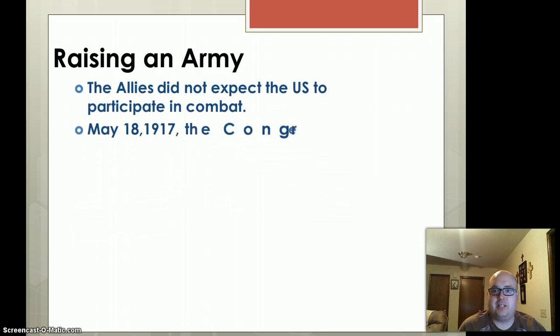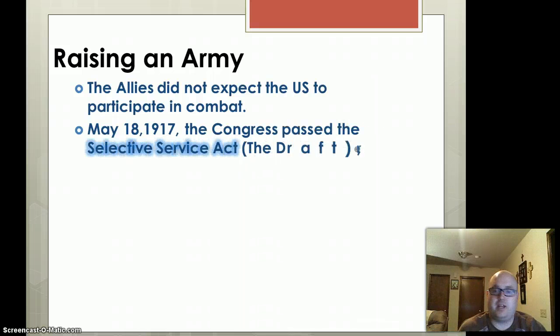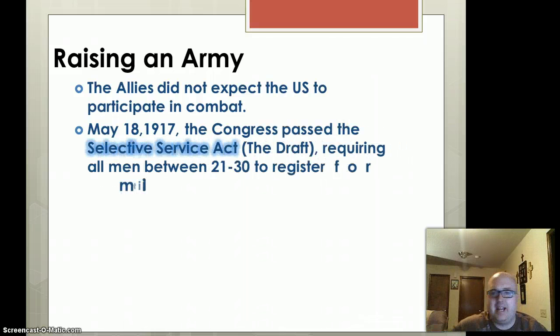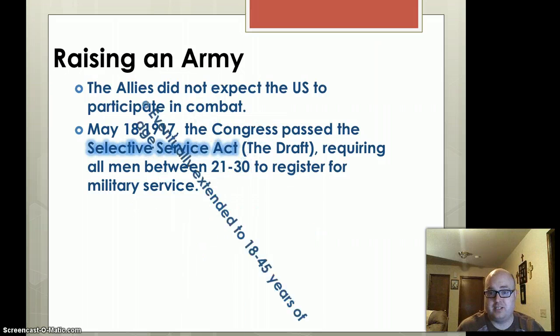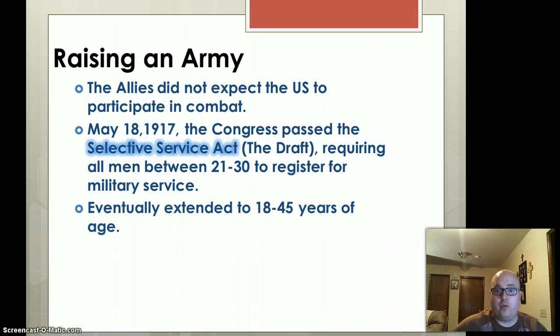Right, so raising an army. The Allies did not expect the U.S. to participate in combat. They're 3,000 miles away. If we just get supplies and everything, I think we could do it. But we're going to raise up an army. We're going to fight. And we issued the draft, the Selective Service Act, and it requires all men ages 21 to 30 to register for military service. And later it expanded from 18 to 45. Any man 18 to 45 years old could be forced into the military.